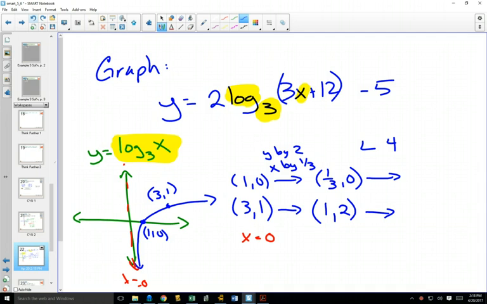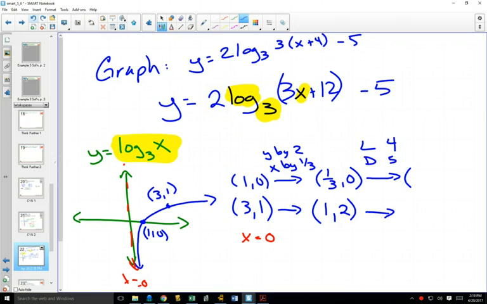Horizontal stretch with a horizontal translation. We probably should have recognized that right away and factored out that 3 and gone left 4. And we're going to go down 5.